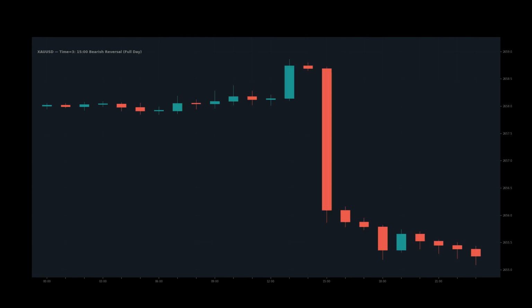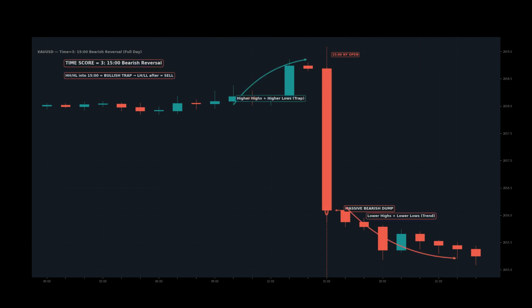Time score of 3 points but bearish. The opposite scenario. Same full day structure. Asian consolidation. 6 a.m. awakening. London establishes a bullish trend through the morning. But at 3 p.m. New York open, the candle closes against the London trend. The 15 o'clock candle is large and red, taking out the last 2 to 3 candles of the London move. This is a reversal, not a continuation.